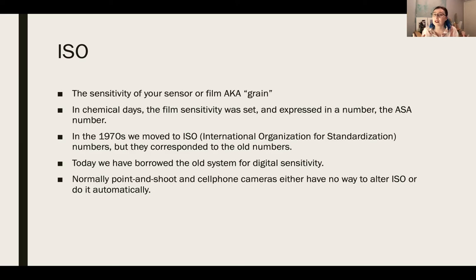So sensors have gotten more advanced throughout the years, which is why I say a lot of really quality photography can be done with an iPhone 12 because it has a phenomenally sensitive sensor. It is very sensitive to light. It can collect a lot of information, meaning it has a very high ISO. Alternatively, if we're working old school and we're working with film, you can actually purchase film that has different grains.